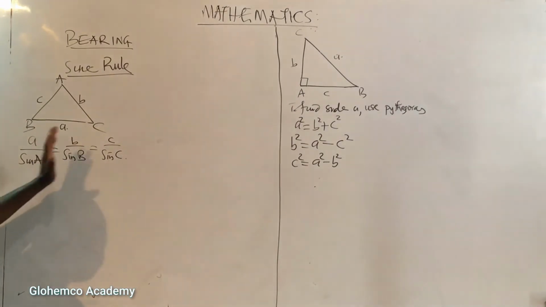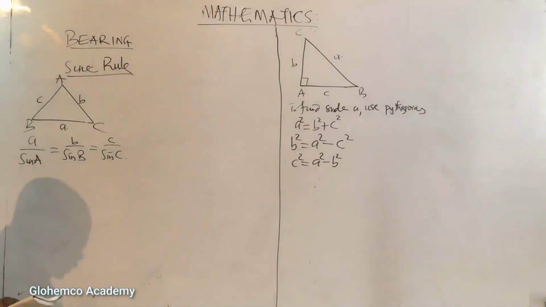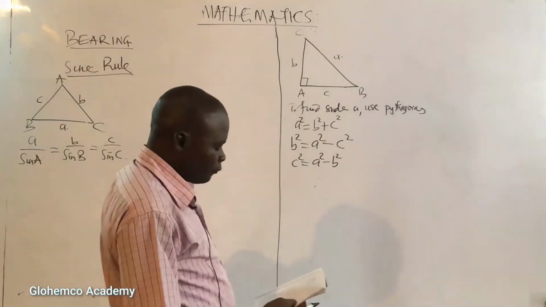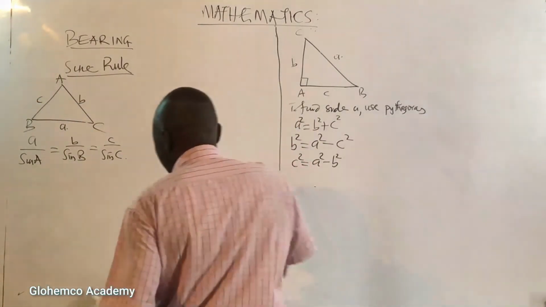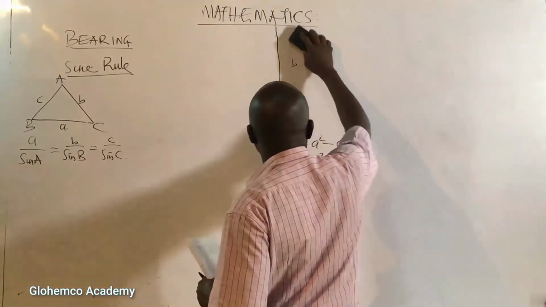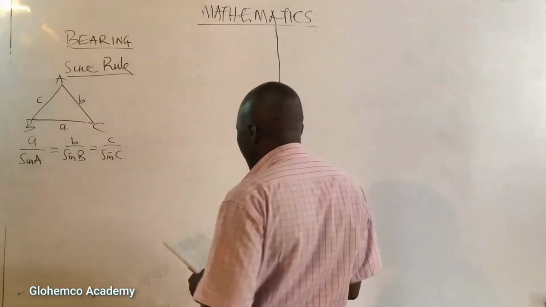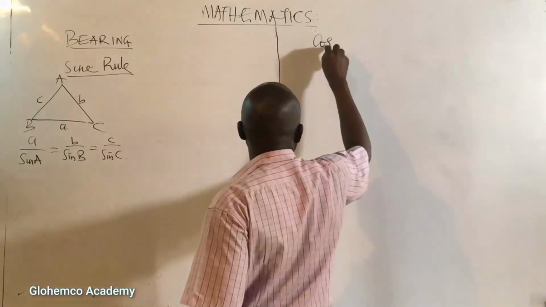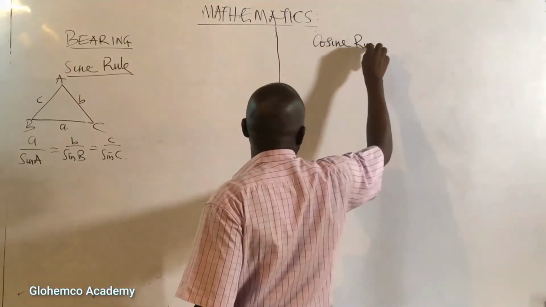So at the end of the day, you're going to arrive at your answer. That's how to use sine rule in solving problems under the bearing. Again, we still have what we call cosine rule. You can still use cosine rule to solve some problems under the bearing. How do we apply cosine rule?